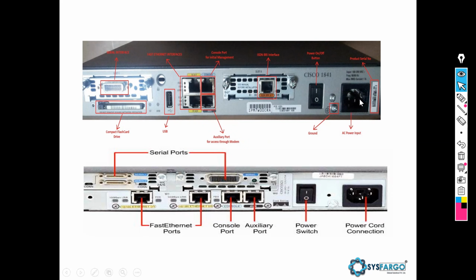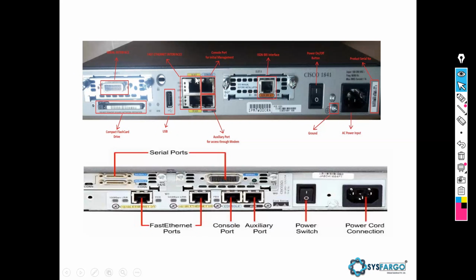Then this is the power input. It has to be powered here. And this is the power on and off button. Then here you can see these are the ports. This is the console port. The console port will always be in blue color, and it will be written there, console. Next to that, the auxiliary port always comes in black color.